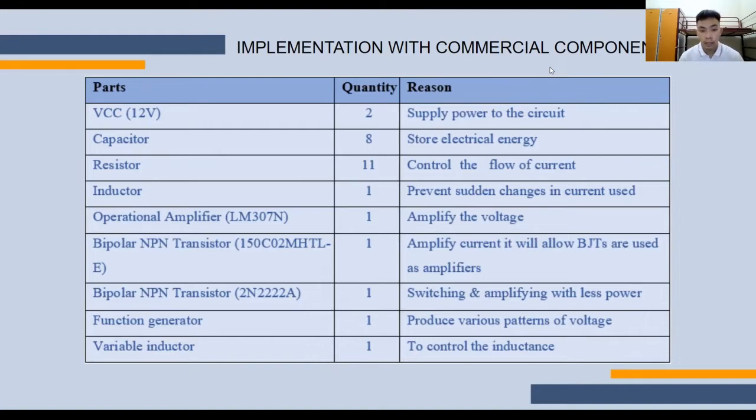Next, we use inductors to prevent sudden change in the current. Then we amplify the voltage by using the operational amplifier. Next, we amplify the current by using the bipolar NPN transistor. For the bipolar NPN transistor, we have two types. First, 150C02MHTL and 2N222A. And we use a function generator to produce various patterns of voltage. Lastly, we use a variable inductor to control the inductance.